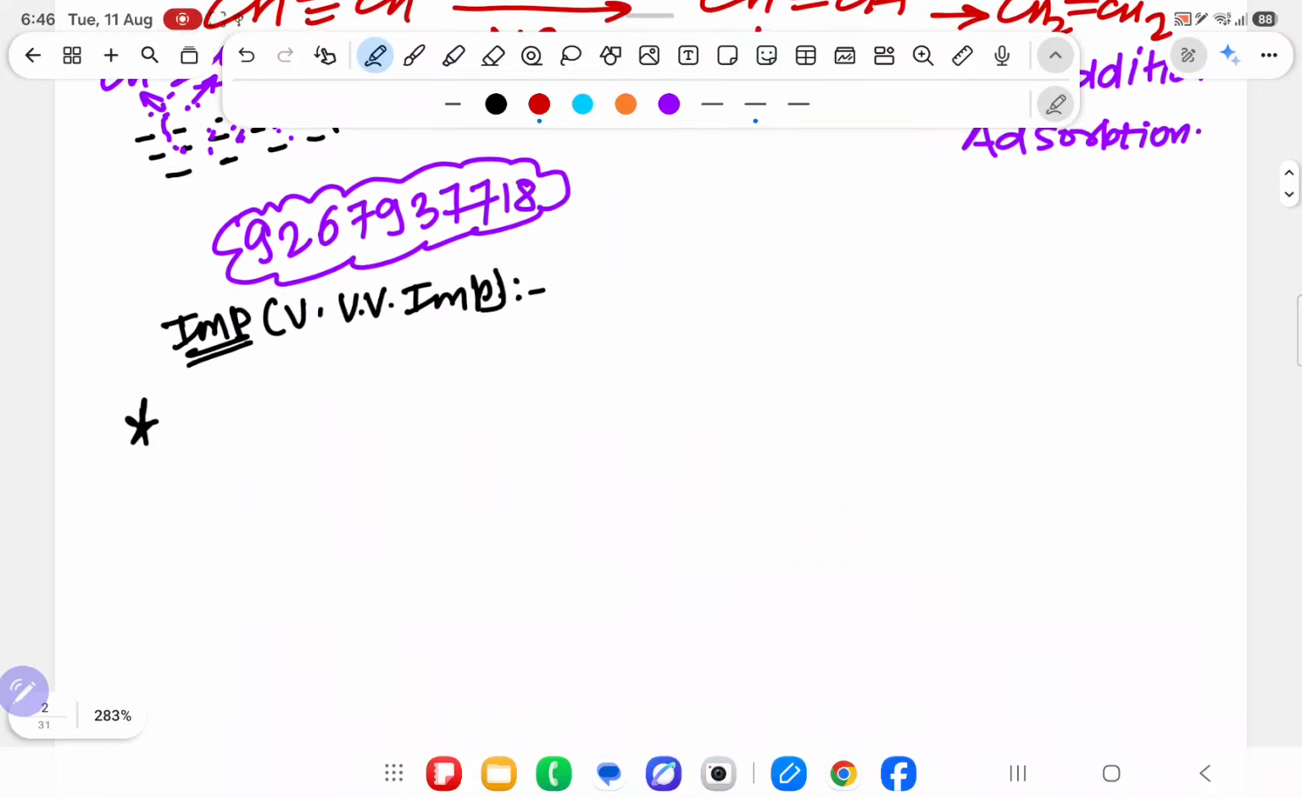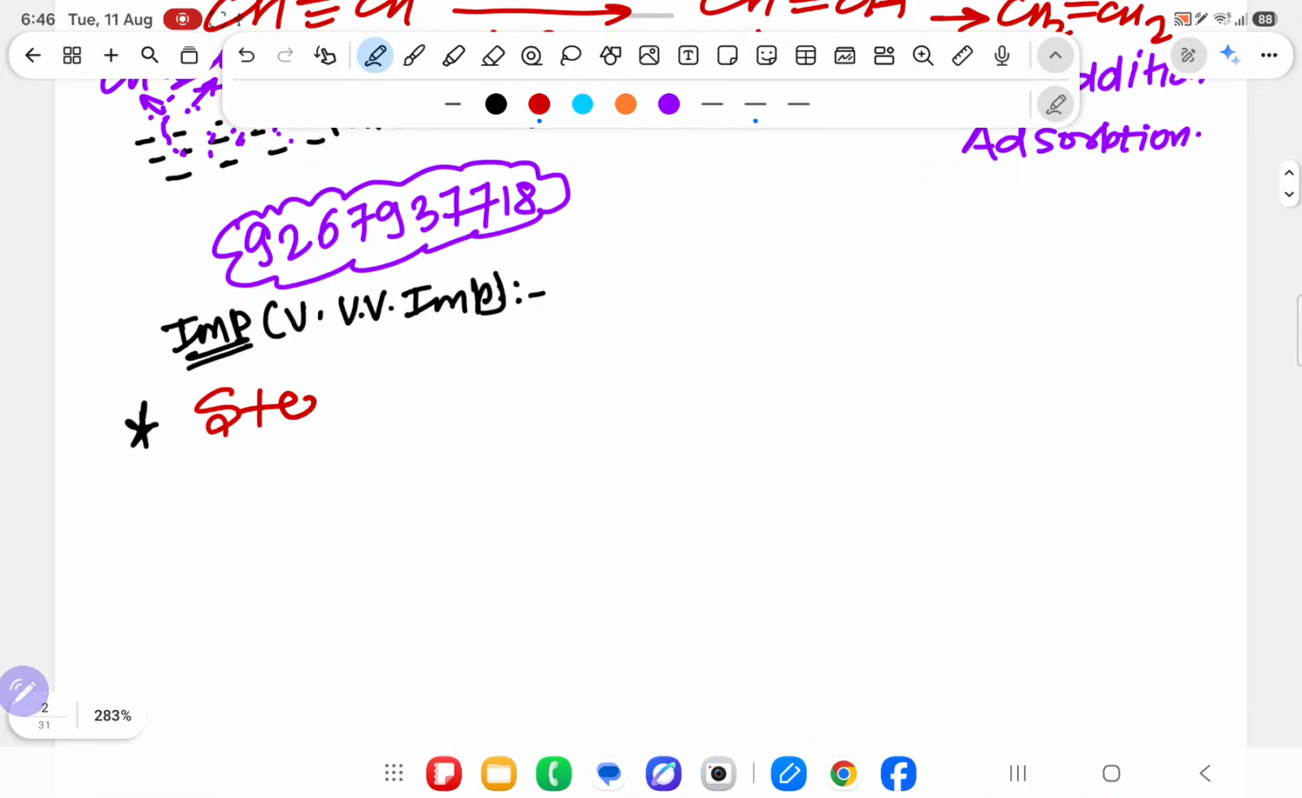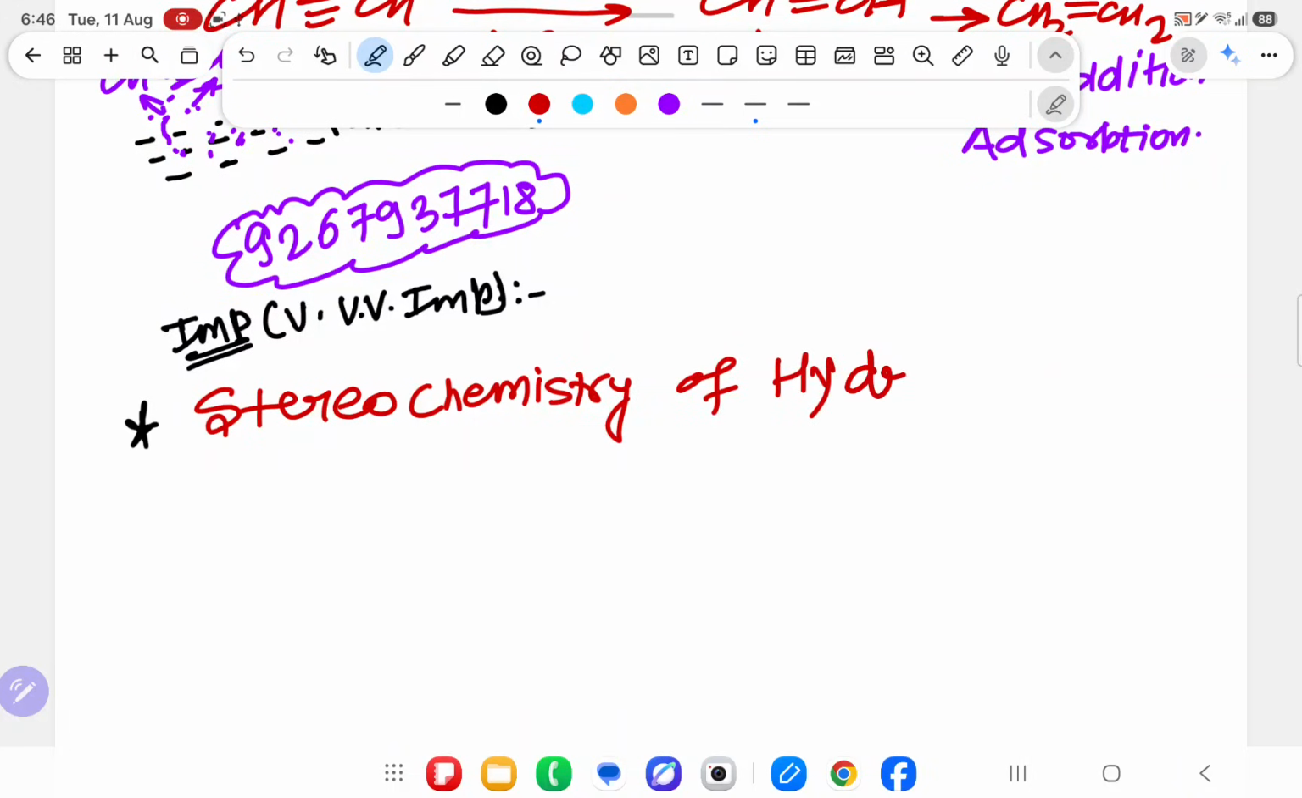Now, one thing I am going to write, and that topic name is stereochemistry. And whenever I am writing an important point in chemistry, it is known as stereochemistry of whole hydrocarbon. This is not for hydrogenation. Sir, what you are writing, I am not getting it. Just wait. I will make you understand.